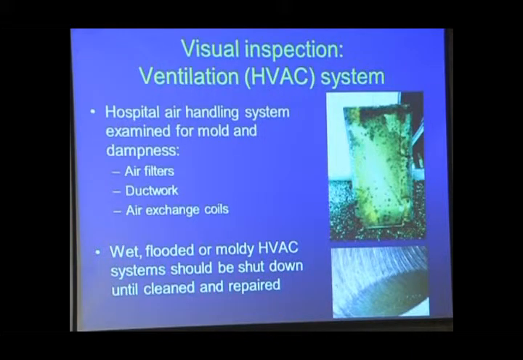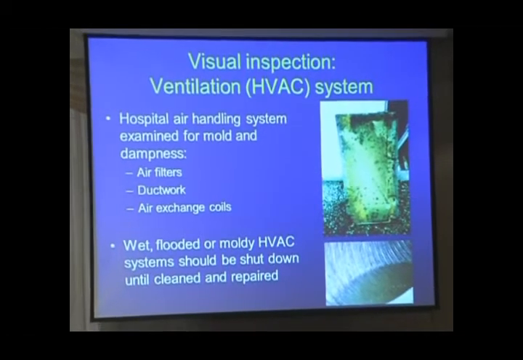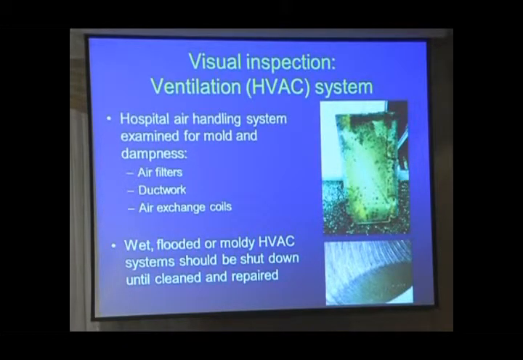So what about the ventilation system? And HVAC, you'll hear me say HVAC, and that means heating, ventilation, and air conditioning system. So the HVAC system of the hospital needs to be examined for mold and dampness, and that includes the air filters, the ductwork, and the air exchange coils. They all need to be examined. And you can see here, this is the insulation inside of a ductwork which became contaminated with mold. And wet, flooded, or moldy HVAC systems need to be shut down, and they need to stay shut down until they can be cleaned or repaired.